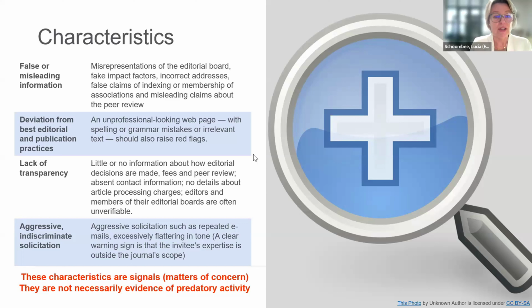Lack of transparency, so very little information about how editorial decisions are made, what the fees are. They would say there's peer review, but not how the peer review process is followed, for example. It wouldn't be possible to verify who the editorial board members are. And then often it's also associated with aggressive solicitations or spamming. And these spams often have specific characteristics. I'll show you how they typically look.